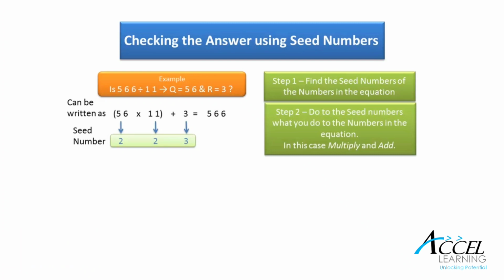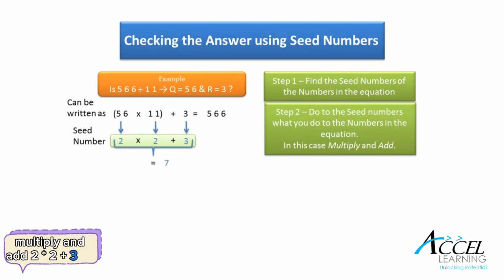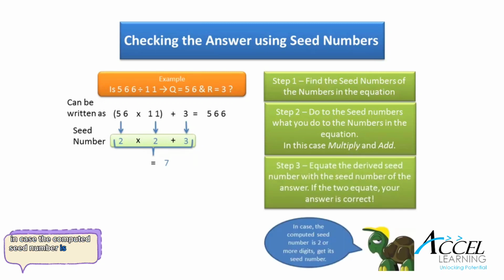Step 2, do to the seed numbers what you do to the numbers in the equation. In this case, multiply and add. 2 times 2 plus 3 equals 7. In case the computed seed number is 2 or more digits, you have to get its seed number until you get a single digit.